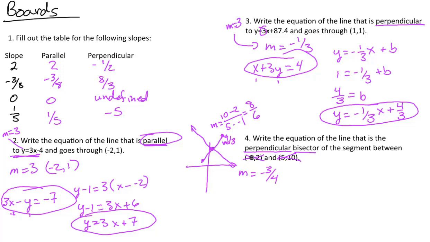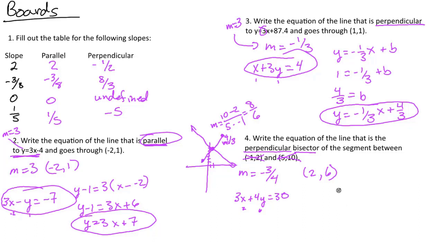So let's average them. Negative 1 plus 5 is 4, divided by 2 is 2. And 2 plus 10 is 12, divided by 2 is 6. So this point is 1, 2, 1, 2, 3, 4, 5, 6. Right there, 2, 6. All right, can we do it? Yeah, let's do standard form, 3x plus, opposite of that guy, 4y equals, stick a 2 there and a 6 there. We get 6 plus 24 is 30.